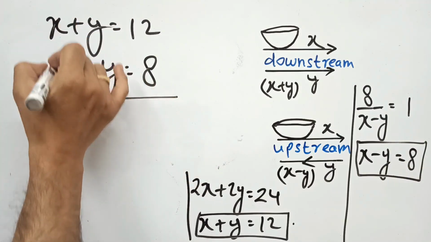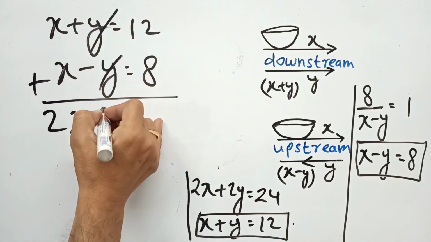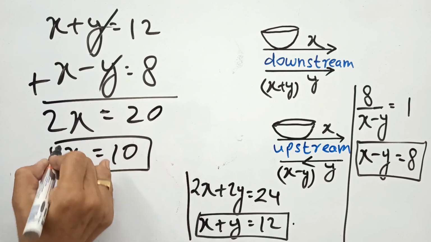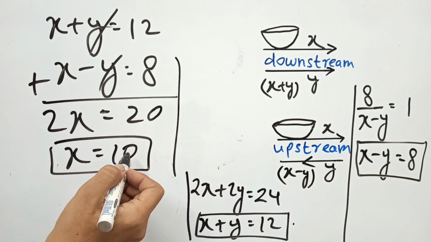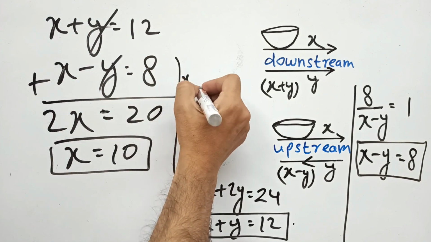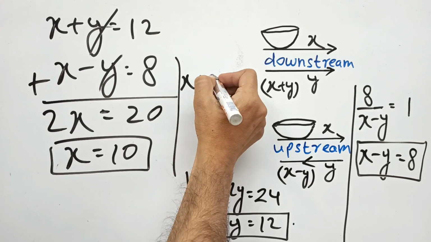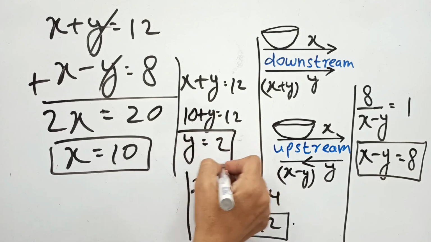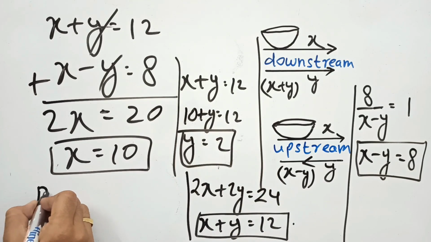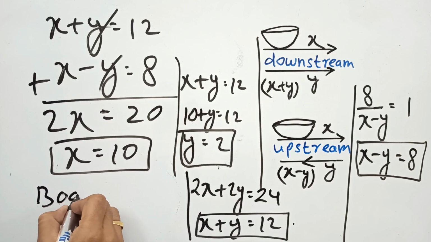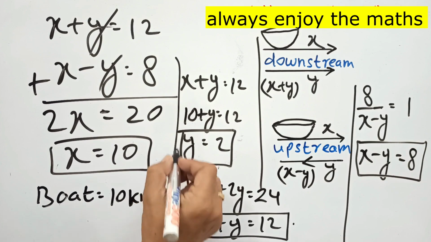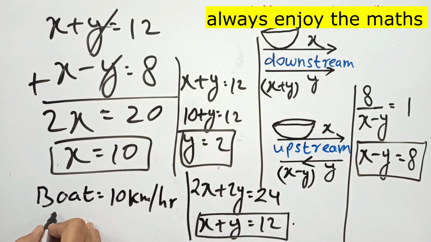Simply we can add them, x plus x is 2x, and y and minus y will be cancelled. 2x is 20, x is equal to 10. If you put the value of x in any of the equations, let us use the first equation, y is equal to 2. So the answer: x means boat. The speed of the boat is 10 km per hour and the speed of the water current is 2 km per hour.